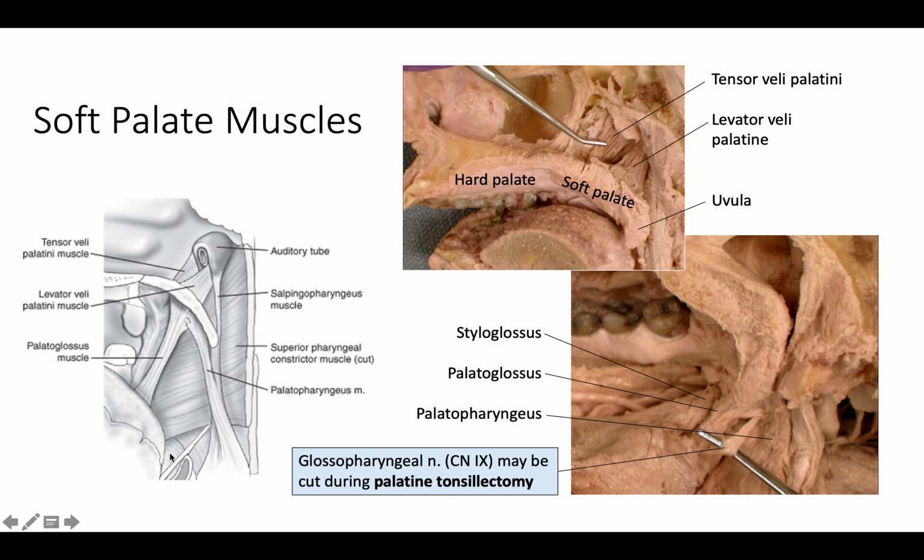Okay, so here's our soft palate muscles. We've got our levator veli palatini and tensor veli palatini. Remember, our tensor is V3, levator is cranial nerve 10, and if you can kind of see in this picture, levator veli palatini is more medial, whereas tensor veli palatini is more lateral, and also more anterior. So anterior and lateral for tensor, and medial and posterior for levator. The glossopharyngeal may be cut during a palatine tonsillectomy, so like our adenoids being removed.